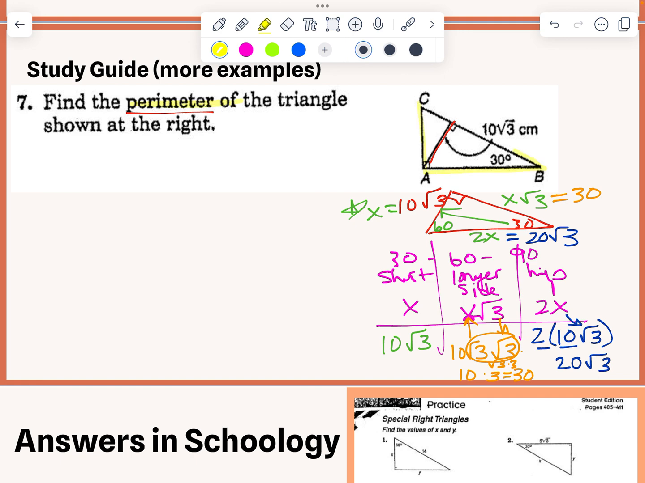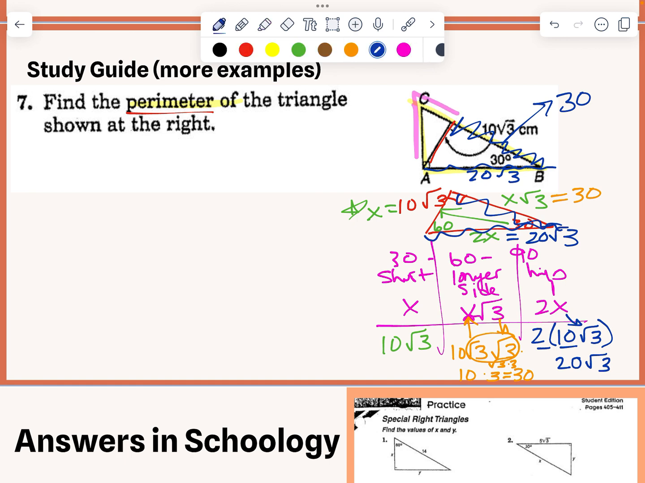Perimeter is going all the way around. And by doing all of the work that we just did, we found out that this piece that I just scribbled on is going to be the same thing as this piece, which we found to be 30. We also found this bottom piece of our triangle was 20 square roots of 3. So we still need to find 2 other pieces on this triangle in order to go all the way around. So we are going to redraw that piece and see if we can figure out the measurements.